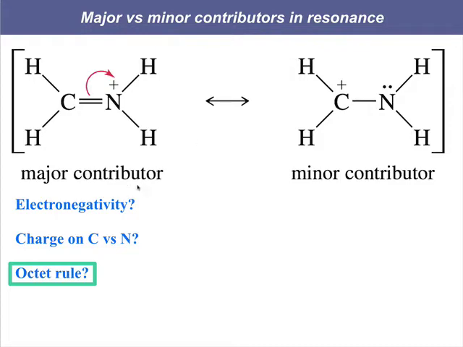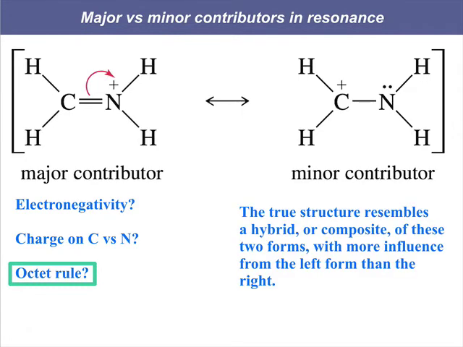And remember that the right structure was actually better as far as electronegativity was concerned and as far as charge distribution was concerned. So the octet rule wins. The octet rule is a more important factor in determining major contributor versus minor contributor than charge distribution is. So again, the true structure resembles a hybrid or a composite of these two structures, with more influence from the left than from the right. And again, that is because of the octet rule.